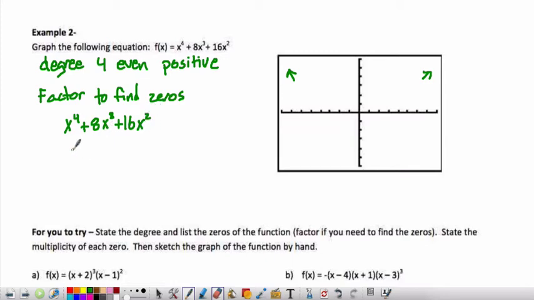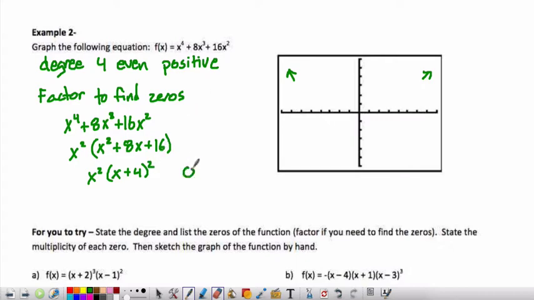So I'm going to factor out an x squared, and then I divide through, and I have x squared plus 8x plus 16. All right, I need to keep factoring. So if I'm moving down, I actually recognize this as a perfect square trinomial. I'm just going to go ahead and factor it as such. Okay, now I have my zeros.